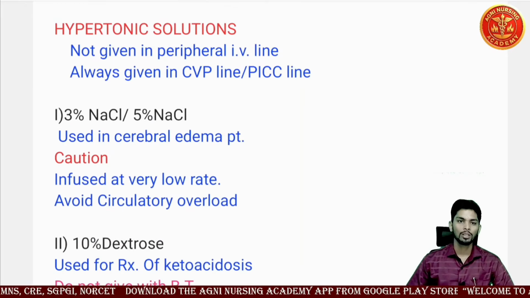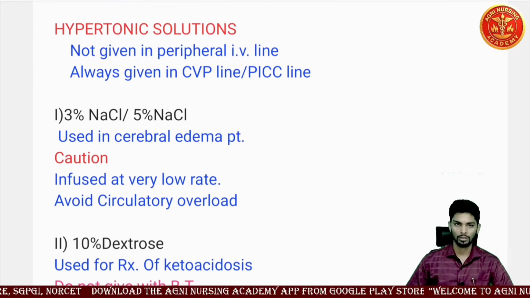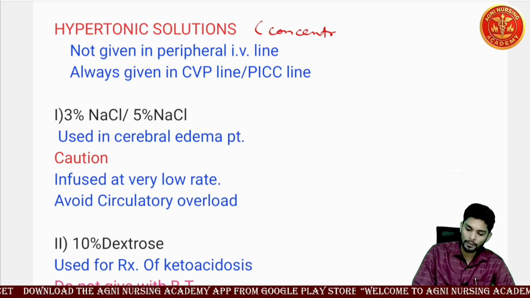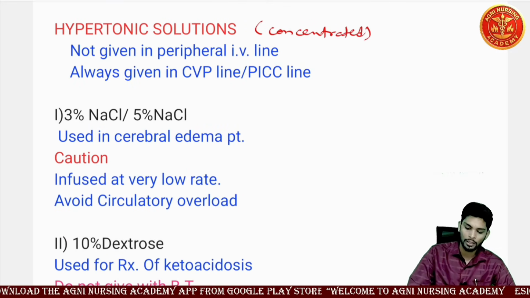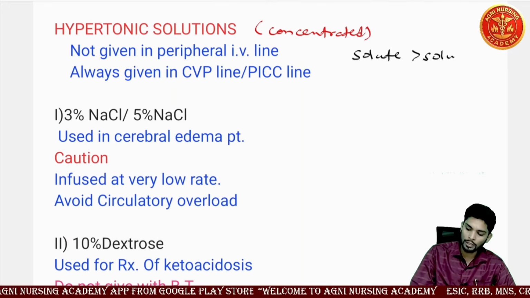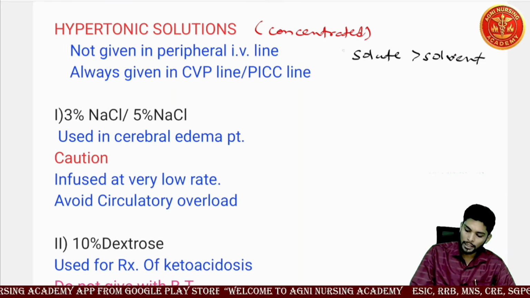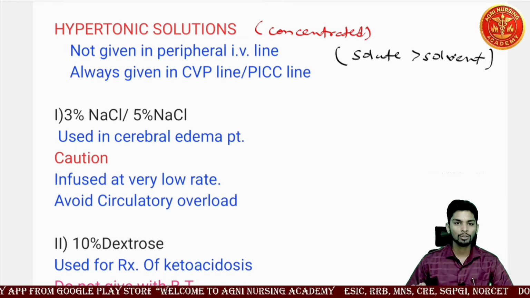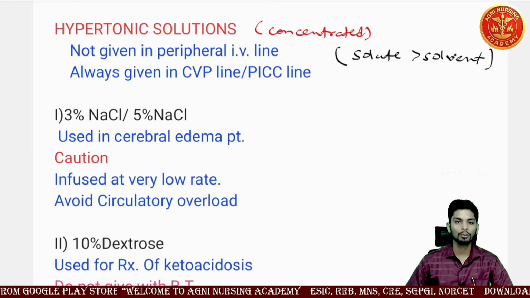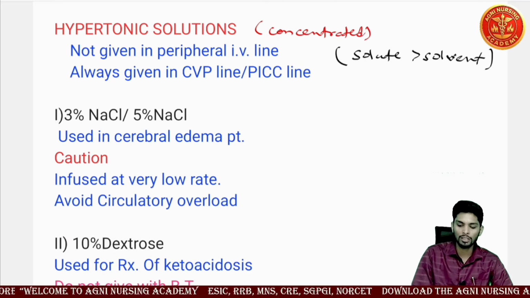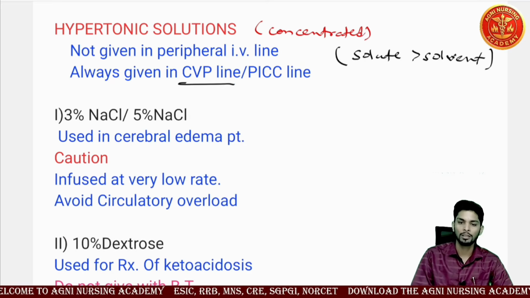So the tonicity of the solution is more, that is, the solution will be more concentrated. This is a concentrated solution. In that, the concentration of solute is more than the concentration of solvent. That's why it is a hypertonic solution. While we are giving these hypertonic solutions, we have to take one precaution. We should not give these hypertonic solutions in peripheral IV lines. Always we have to give these solutions in a central venous line or PICC line.